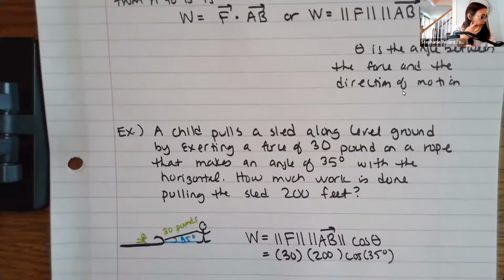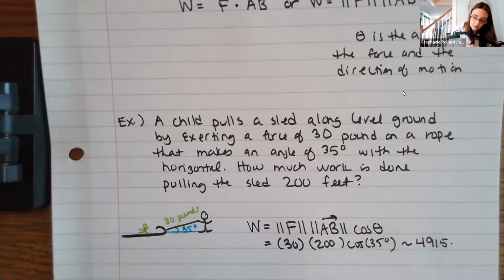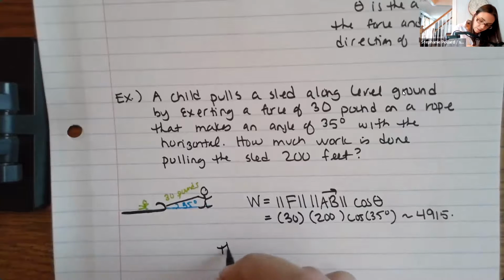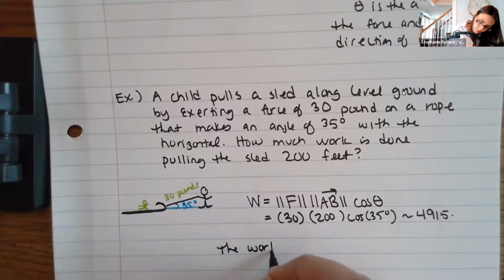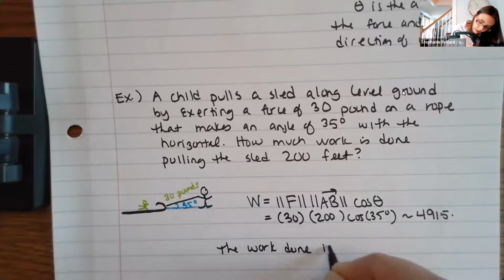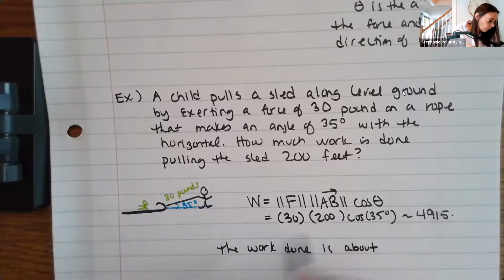Now, this is one that you can use your calculator on. Make sure you're in degree mode before you use your calculator. And when you multiply this all out and you round, you get about 4,900. So thus, the work done is about 4,915.